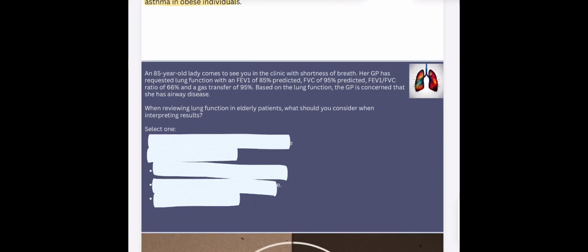Next question. An 85 years old lady comes to see you in the clinic with shortness of breath. Her GP has requested a lung function with FEV1 of 85% predicted, FVC of 95%, FEV1 to FVC ratio of 66%, and a gas transfer of 95. Based on the lung function, the GP is concerned that she has an airway disease. When reviewing a lung function in an elderly patient, what should you consider when interpreting the results?